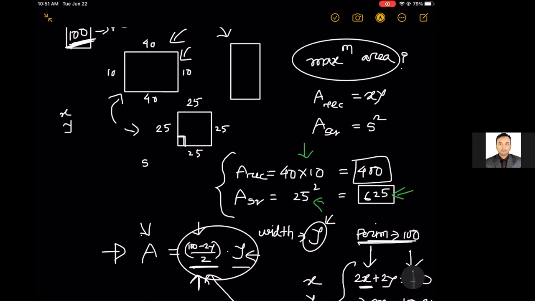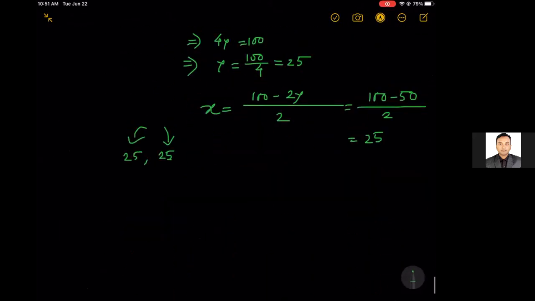Whenever you have a rectangle shaped object, if it's a square, it will give you the maximum area. That's actually the general idea. And we have successfully defended that. Isn't it fun to work with?